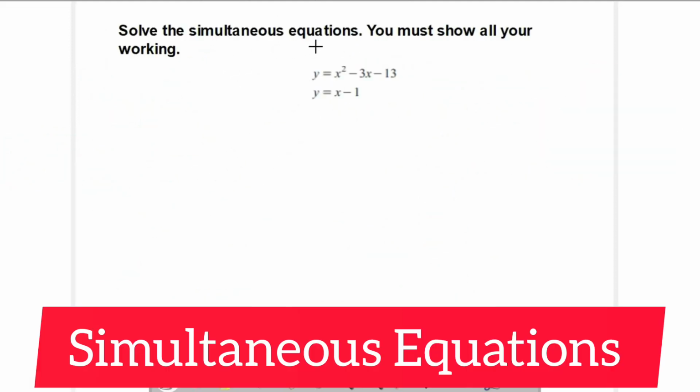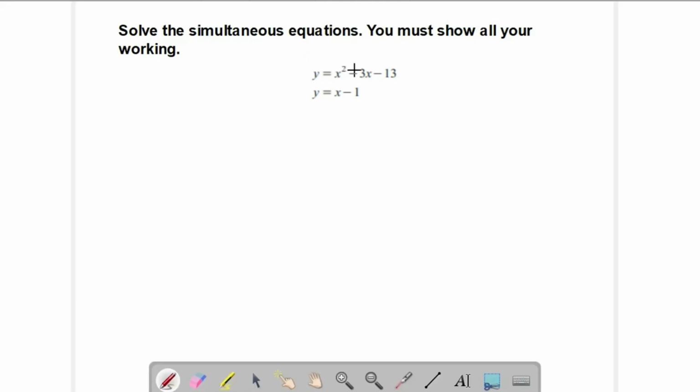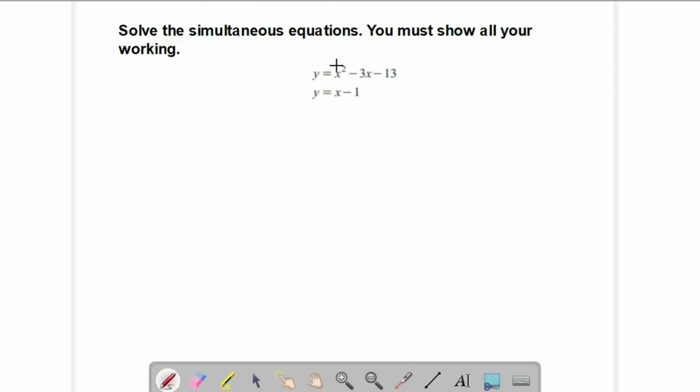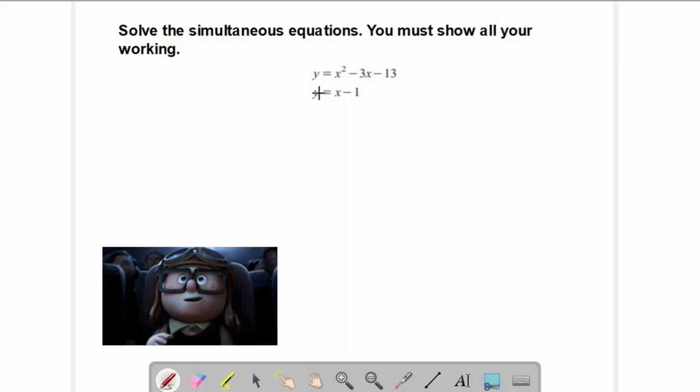Solve the simultaneous equations. y is equal to x squared minus 3x minus 13, and another equation is y is equal to x minus 1. This is a quadratic equation, but there are two variables, so we have to eliminate one of the variables to get the answer. Since y is equal to this and y is equal to this, the left-hand sides are both equal, so we can equate equations 1 and 2. Consider this is 1 and this is 2.